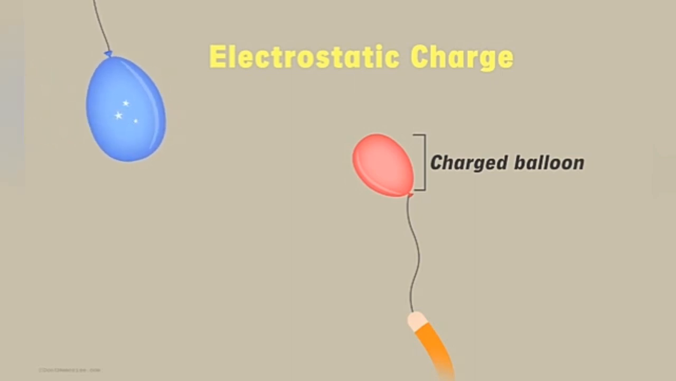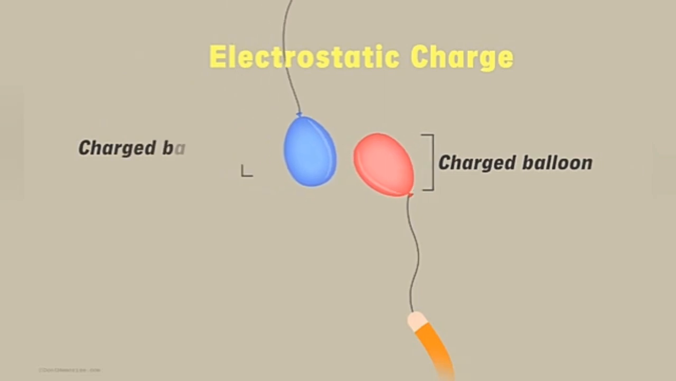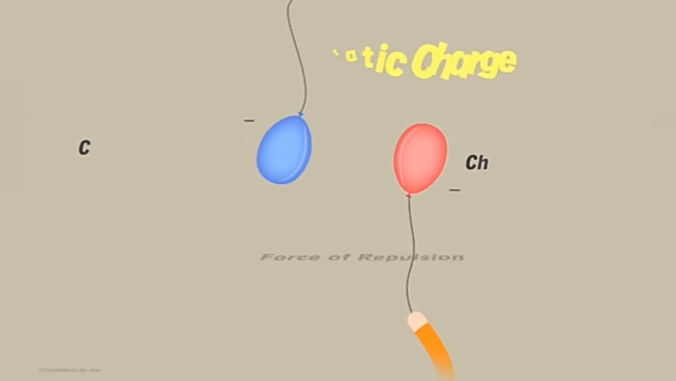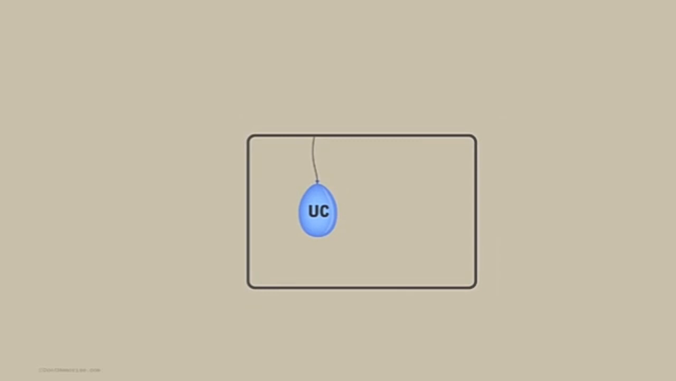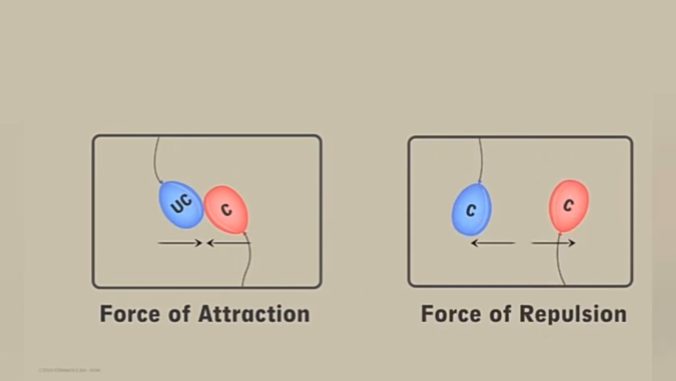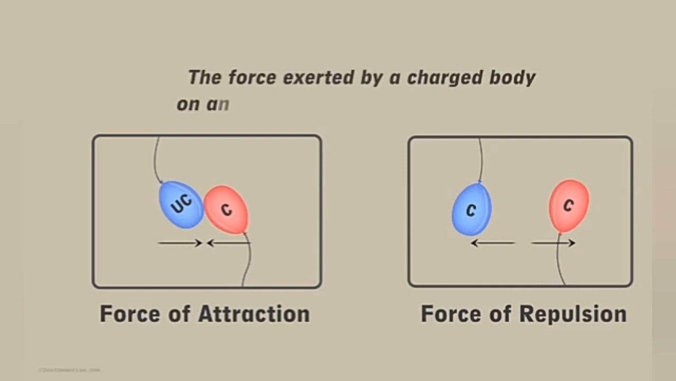Now let us rub the balloon which is suspended. The suspended balloon is rubbed with the woolen cloth. Now both the balloons are charged. When both the balloons are brought together, they repelled each other. Now there is a force of repulsion. Repulsion is moving away from each other. So there is a force of repulsion between the two charged balloons, and a force of attraction between a charged and an uncharged balloon. This force of attraction or force of repulsion is called electrostatic force of attraction or electrostatic force of repulsion.